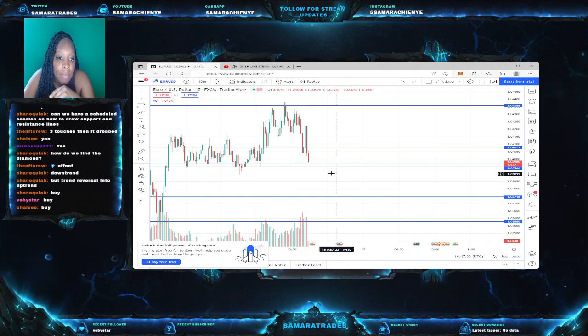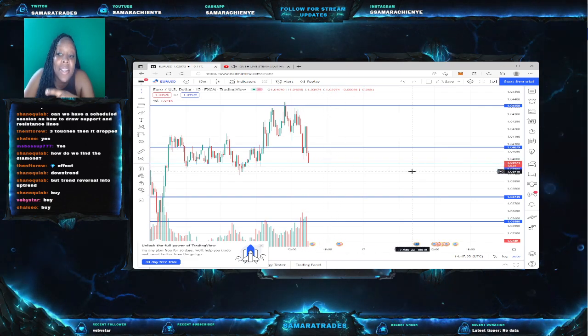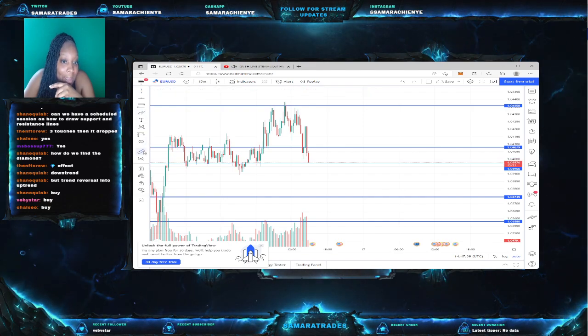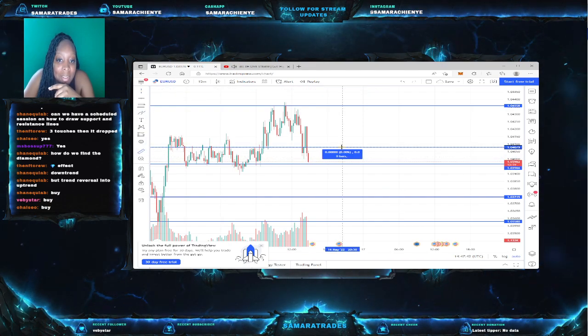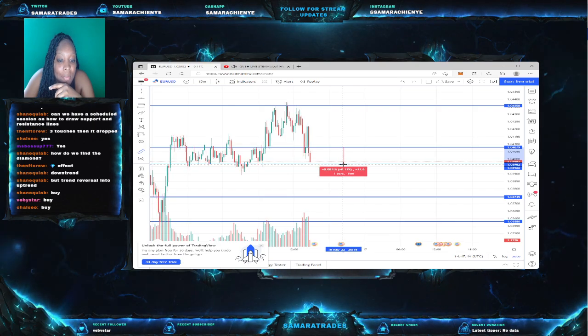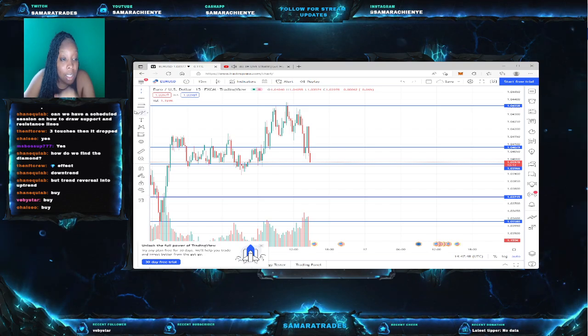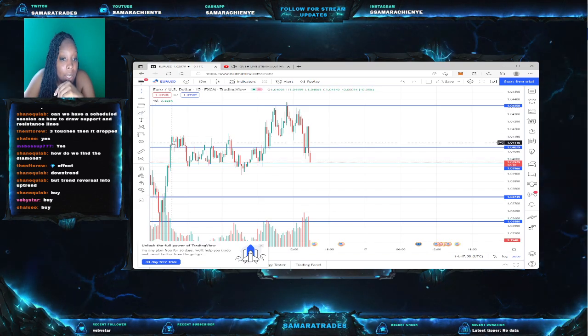So that's on 12 minutes. Hopefully if you got in, you probably would have made a couple of pips. 11 pips. That's $11 if you're using a dollar lot size. It's not bad. It'll probably hit your target goal for today.